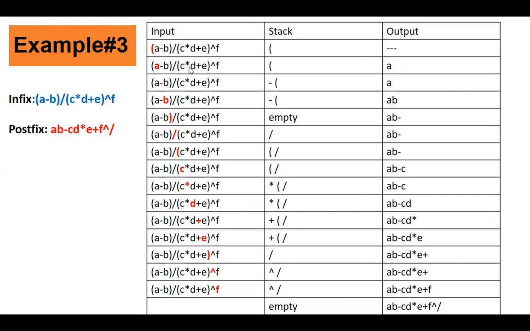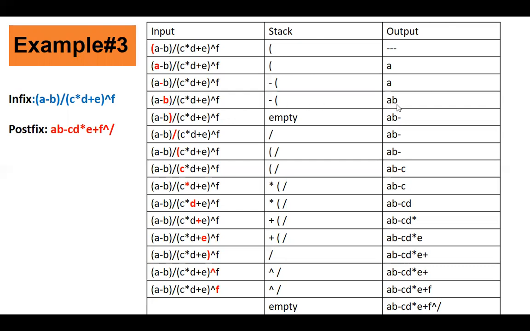Next, what you read is an operand, that is A. Just add it to the output. We know whenever we read an operand, we directly add it to the output. Next, you read an operator minus. The stack already has an opening bracket. So whenever the stack top is an opening bracket, whatever operator you read, just push it onto the stack. So minus is read and pushed onto the stack. Output remains unchanged.